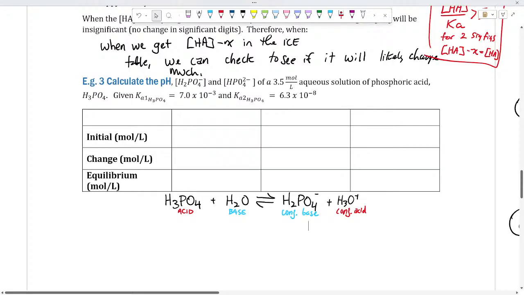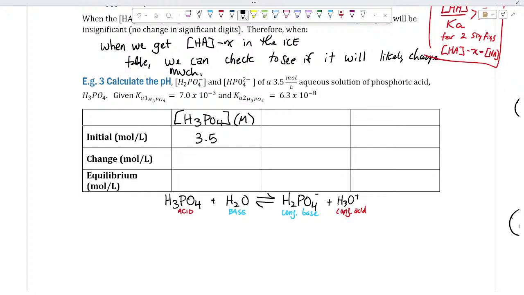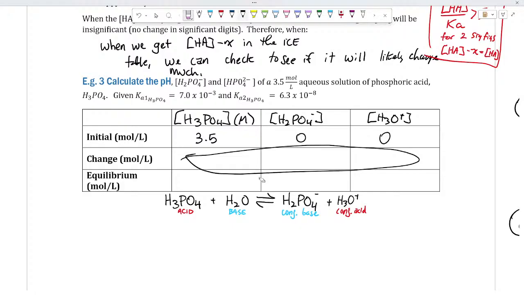And we're told that our concentration of the acid, H3PO4, is given to us in the question as 3.5 molar. And then the concentration of H2PO4 minus before anything happens will be 0. And the concentration of H3O plus before anything happens should be 0. Okay. Now, first just give me signs. Which of these are going up and which are going down? What's going to get used up? What's going to get made?